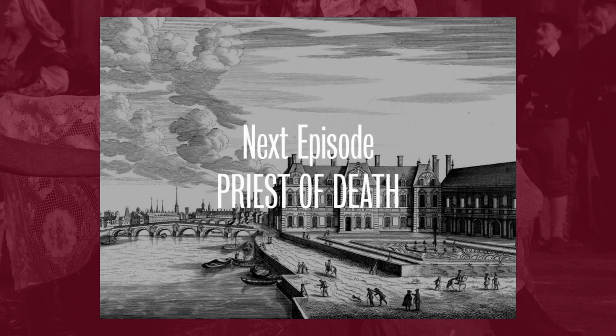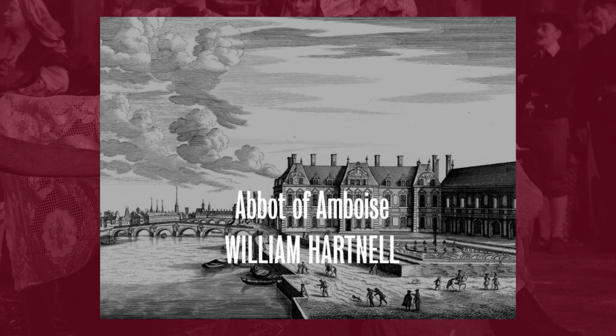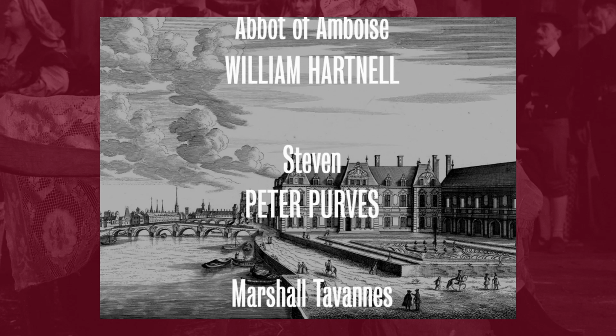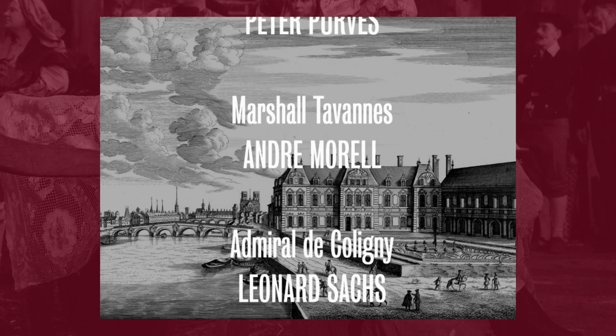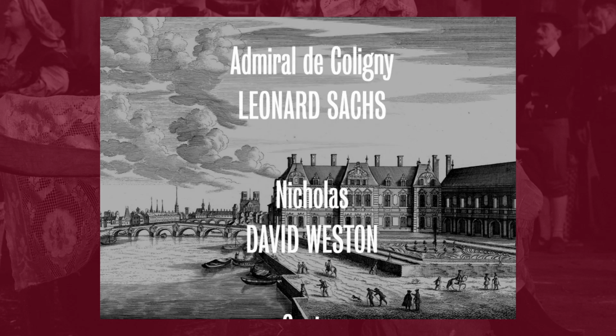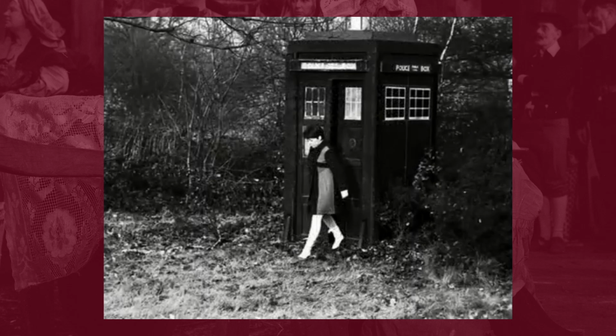Was William Hartnell only credited as the Abbot of Amboise for episodes 2 and 3, making these 2 episodes the only ones in the show's history where the Doctor was not credited? And how obvious was the rubbish TARDIS prop in the film sequences in episode 4? Unless the episodes are recovered, we may never know the answer to some of these questions.